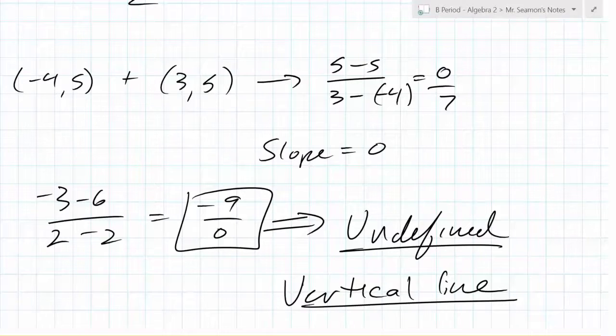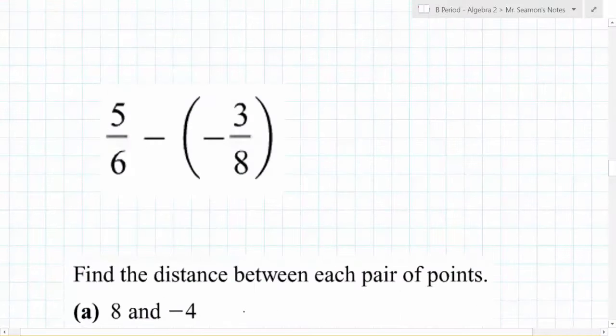Any last questions? Can you add and subtract numbers? Yeah, I hope you can. So if you're subtracting a negative, what does that mean? There's no trick here. What does this mean? Plus, yeah. So this is the same thing as 5 over 6 plus 3 over 8.